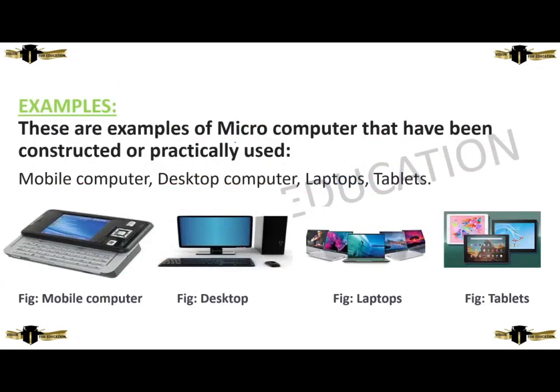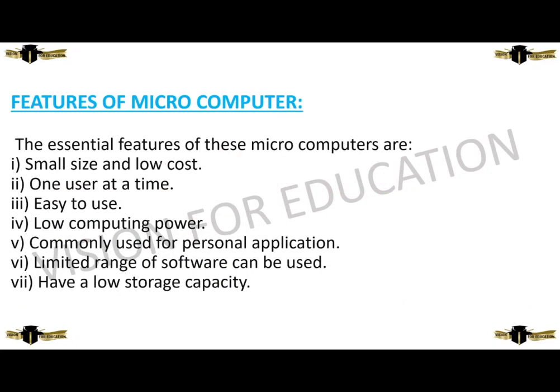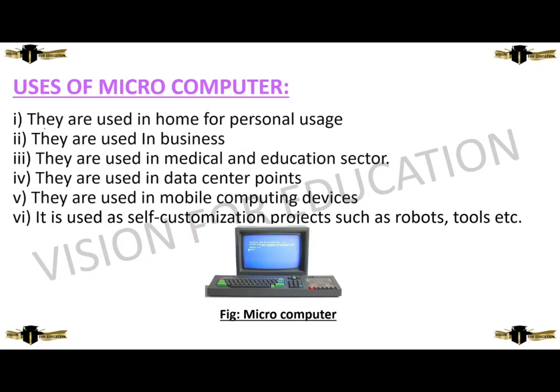Let's look into some examples of microcomputers. Mobile computers, desktop computers, laptops, and tablets are examples of microcomputers. Let's look into some features of microcomputers. Essential features of these microcomputers are small size and low cost, one user at a time, easy to use, low computing power, commonly used for personal applications, limited range of software can be used, and low storage capacity.